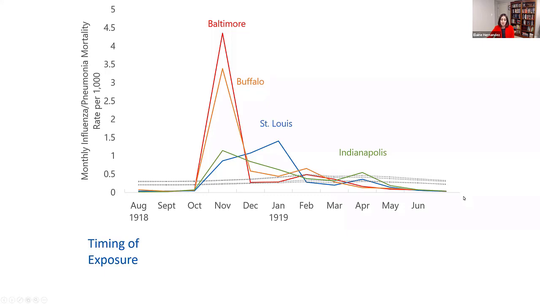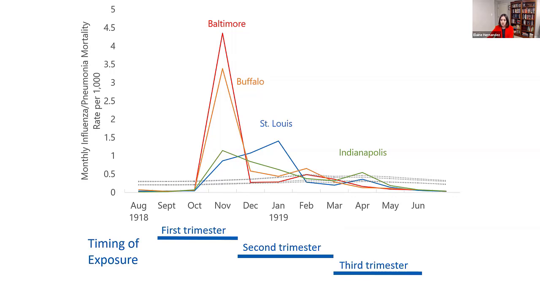So if we're thinking about timing of exposure, gestation is normally 40 weeks. And so we could imagine a fetus that was conceived prior to the pandemic, in approximately September of 1918, would be exposed during the first trimester, if they lived in Baltimore, to this very high rate of mortality, and then in comparison, a significantly lower rate during the second trimester, and then much lower in the third trimester. And so we can see how there is going to be variation in both the intensity and then the timing for the individuals who are exposed in utero.